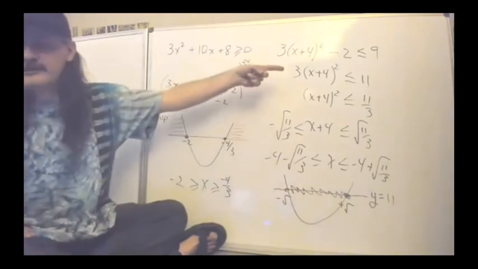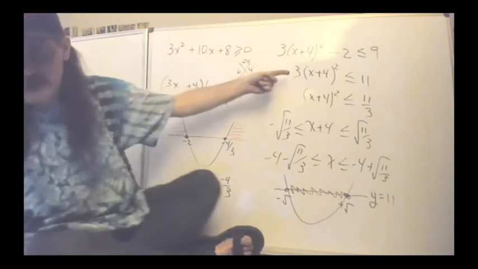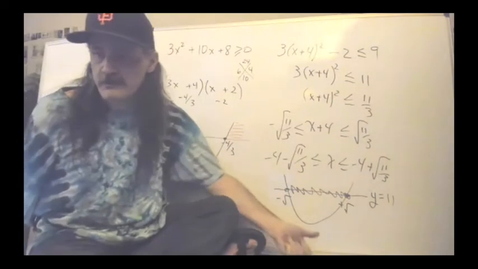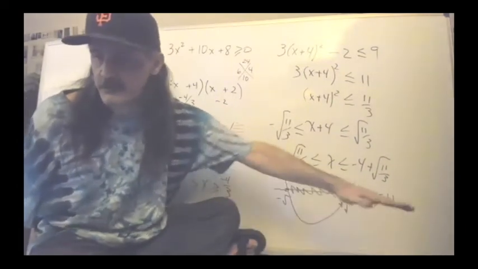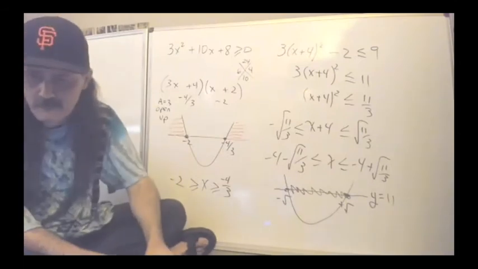Now, if we go back to the second step, here's our quadratic in altered vertex form being compared to 11. So we know it's open up. And so those two numbers, this would have been the y equals 11 line.